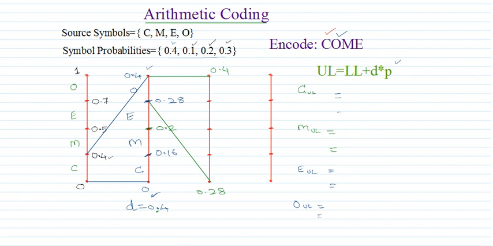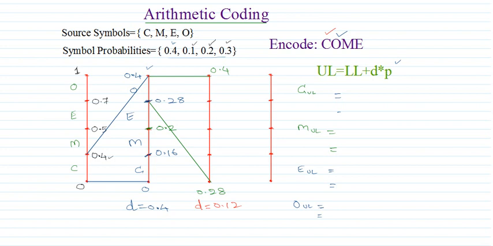Okay, so in this case we have 0.28 and 0.4 as the limits. If you compute the difference, you get 0.4 minus 0.28, which is 0.12. So the D value for this stage is 0.12. Now that I have this value, I can substitute it in this equation to find the next limits.